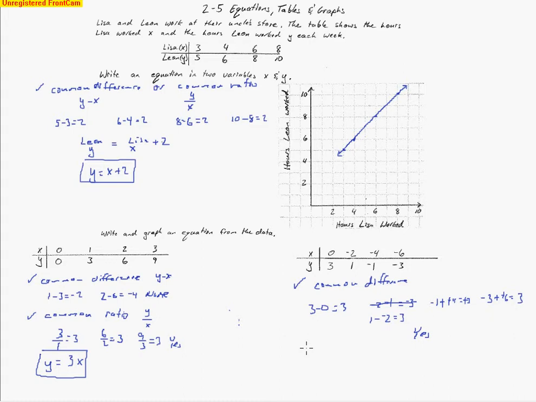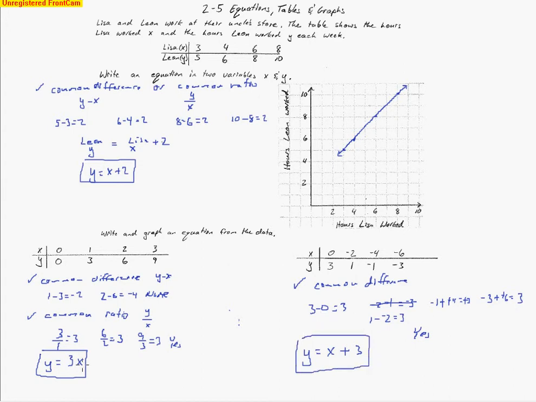So that means it's going to end up being y equals x and then plus or minus some number. Well, in this case, it's going to be a plus 3 because if you look at the x value, it's less than the y value. So I need to add 3 to the x value to get the y value. 0 plus 3 makes 3. Negative 2 plus 3 makes 1. Negative 4 plus 3 makes negative 1. So those would be the equation there.